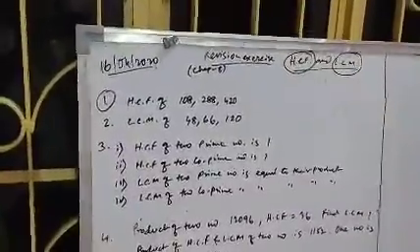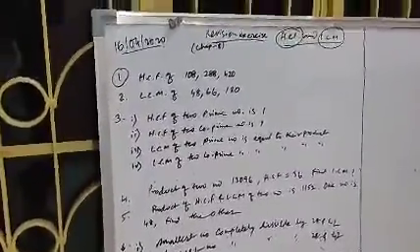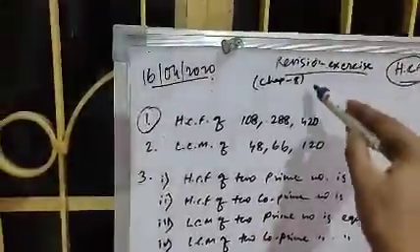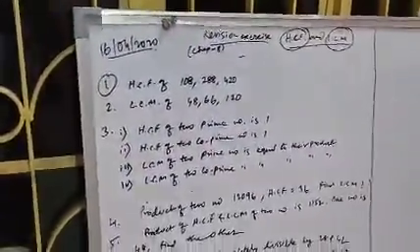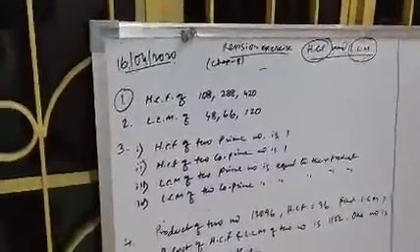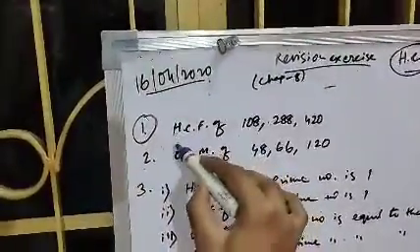HCF is highest common factor and LCM is lowest common multiple. As this is a revision exercise, we will not go into details of what is HCF and what is LCM. We are already aware of that. Now we will come to the first question.